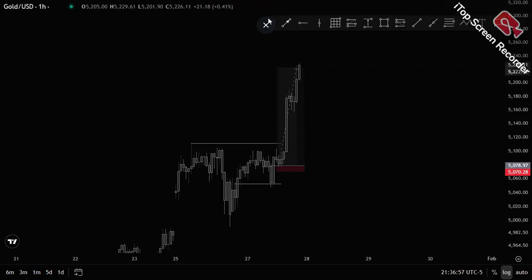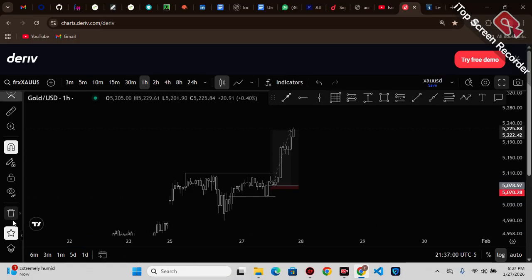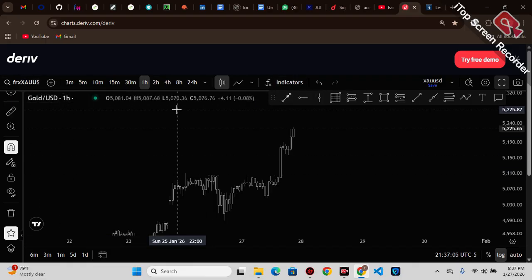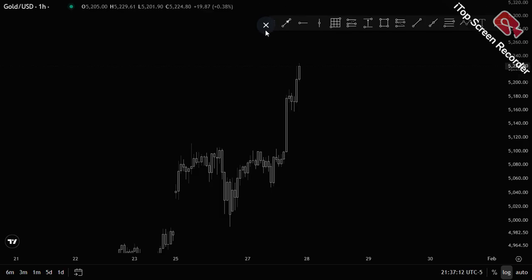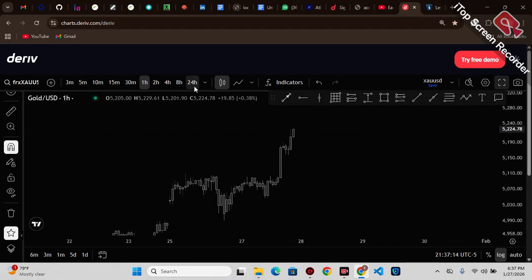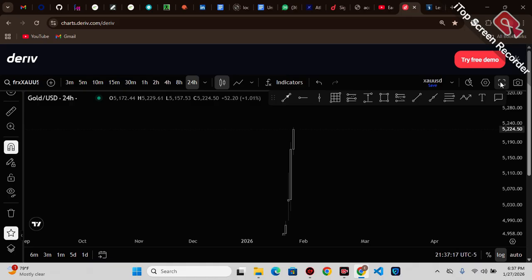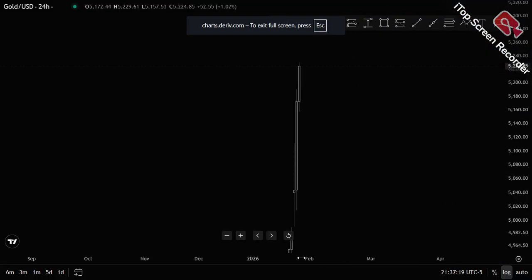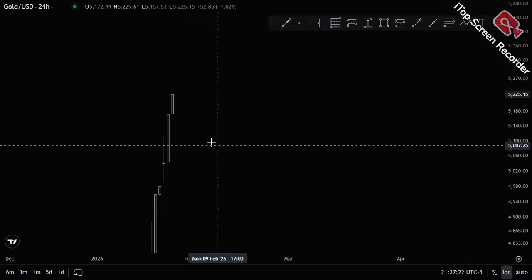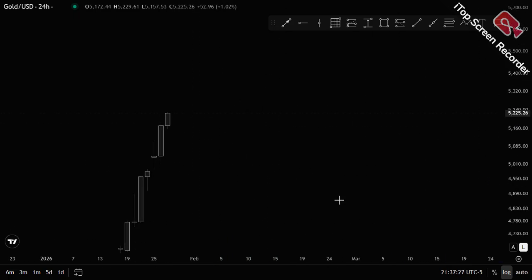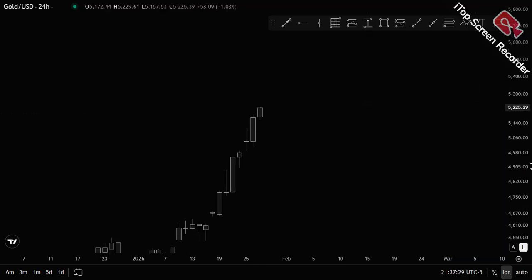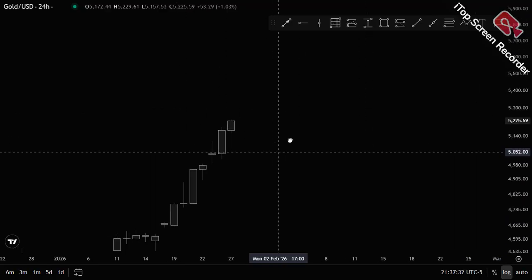I'm going to wipe everything off my charts. By the way, I'm using a derivative gold chart. I just went to search commodity and then I got this chart. Right, so I start my analysis on the 24 hours time frame. The highest time frame it can go is 24 hours, which is okay. I don't need much, just 24 hours. Then I know what to look for.